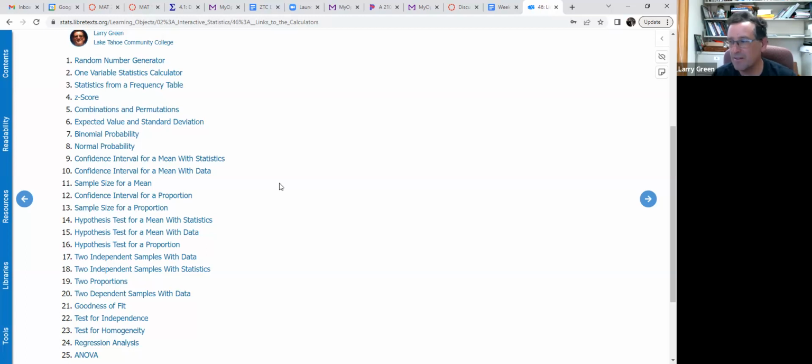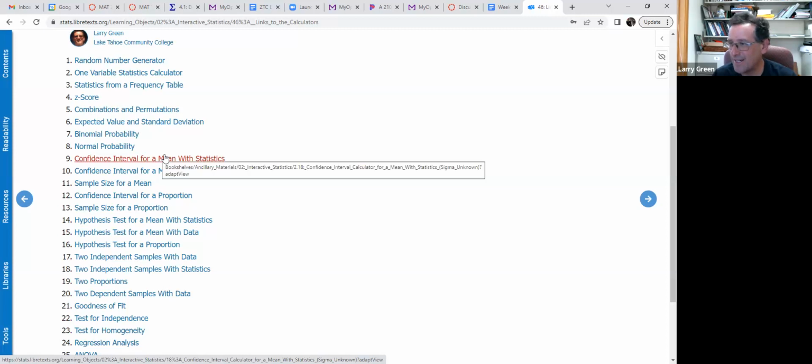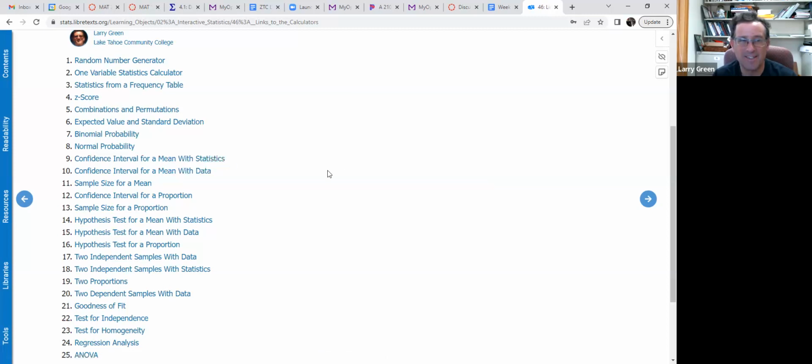Which one is best to use? Okay, so number 9 is a confidence interval for a mean. But a mean is when you have quantitative data, right? Numbers for the survey question. So it's not number 9.